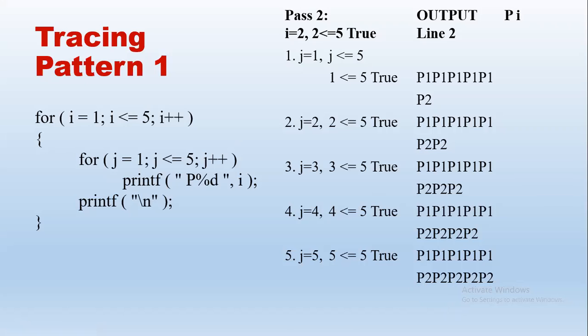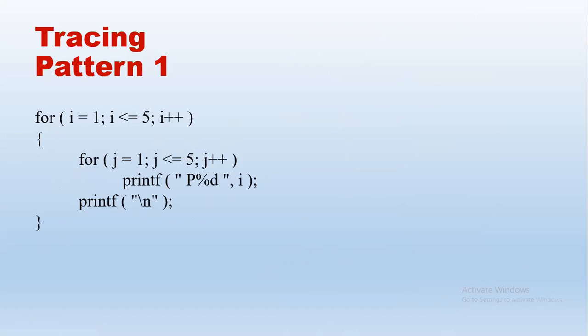Now when J becomes 6, what happens? 6 less than or equal to 5, condition false, control comes out of this inner loop, then we have a slash n. So we printed 2 lines at the end of pass 2. Now again I increments to 3, that is called pass 3, right? Let us see what happens in pass 3. We are printing Pi here every time, so pass 3 will print line 3 for us.